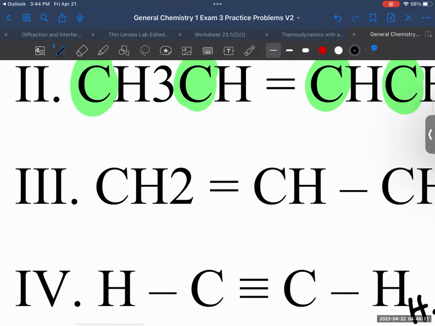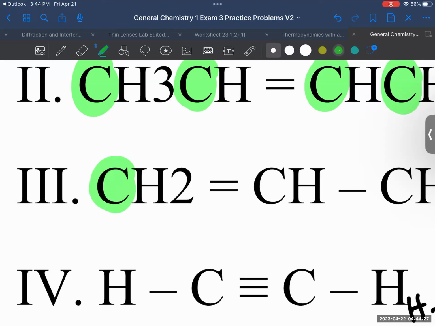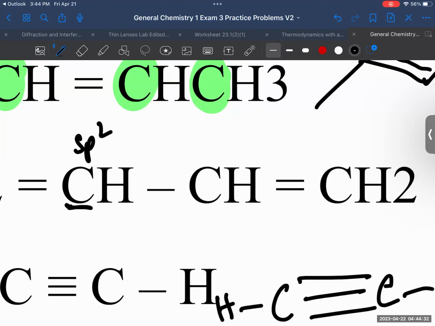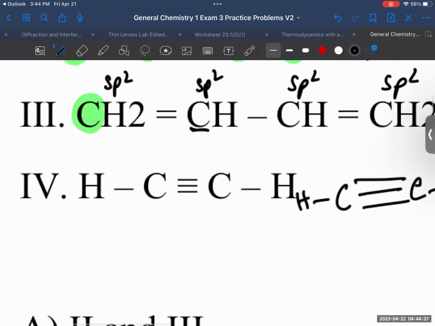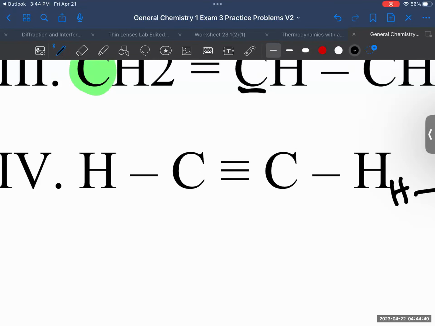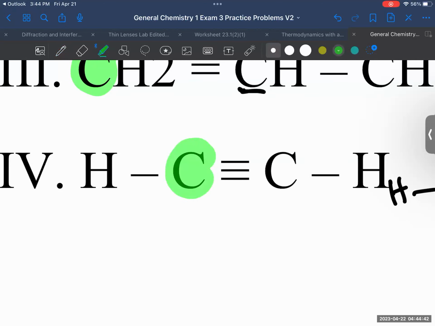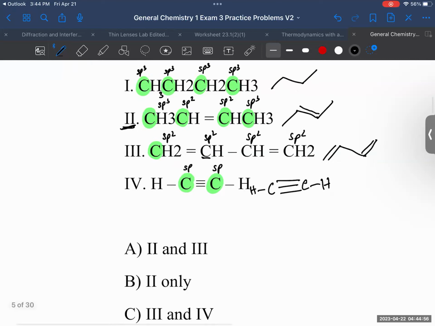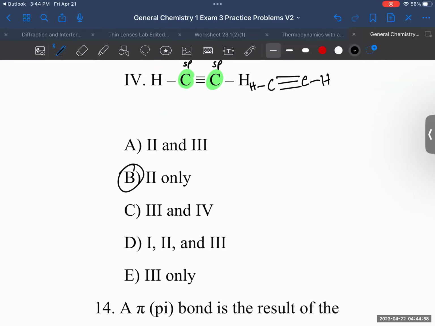All right, what about this one? SP2, then this carbon. These ones are all SP2, something called conjugated. Now what about this carbon? Just SP. Then this carbon? Also SP. Some carbons are SP3 hybridized, some carbons are SP2 hybridized. So the answer is choice B, two only.